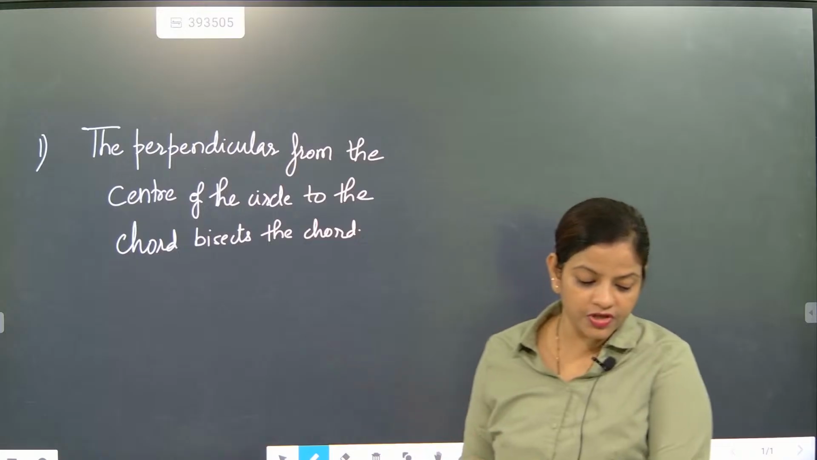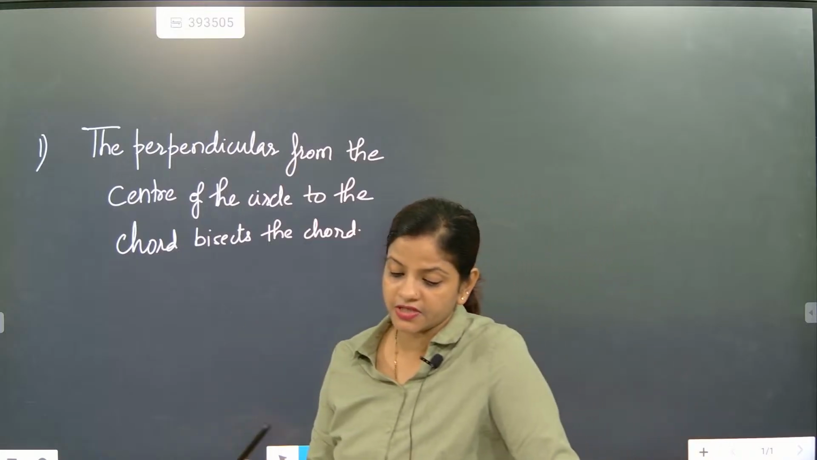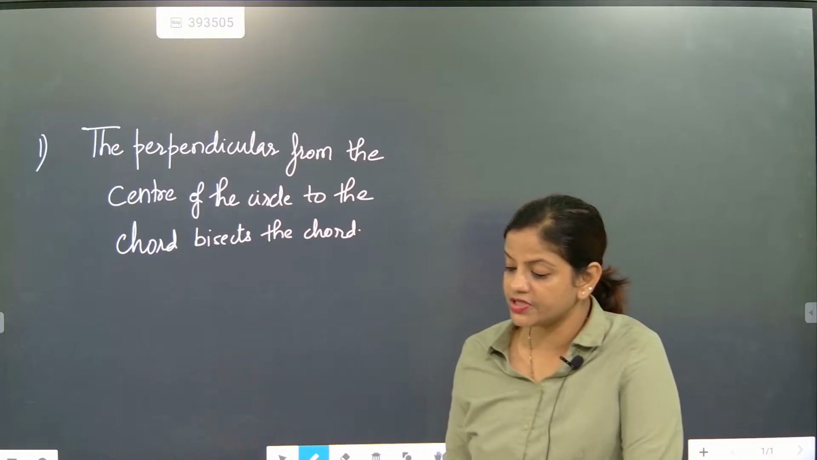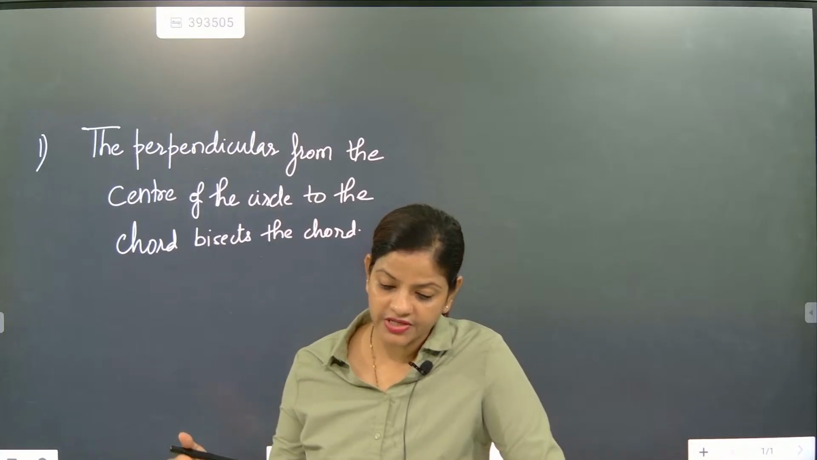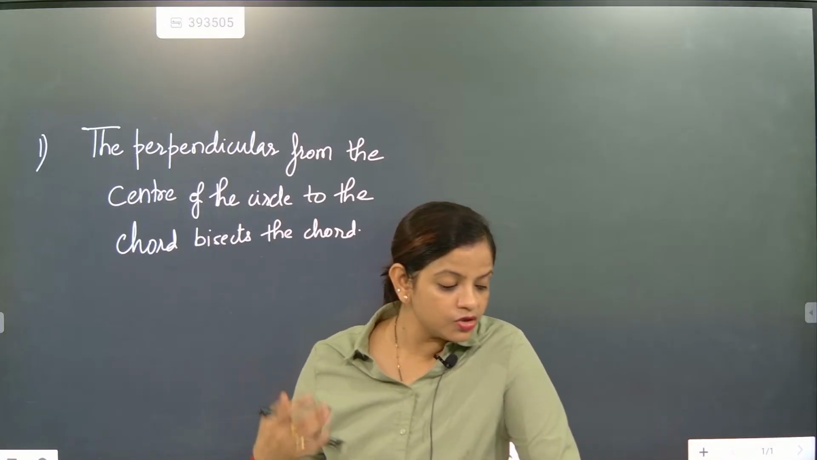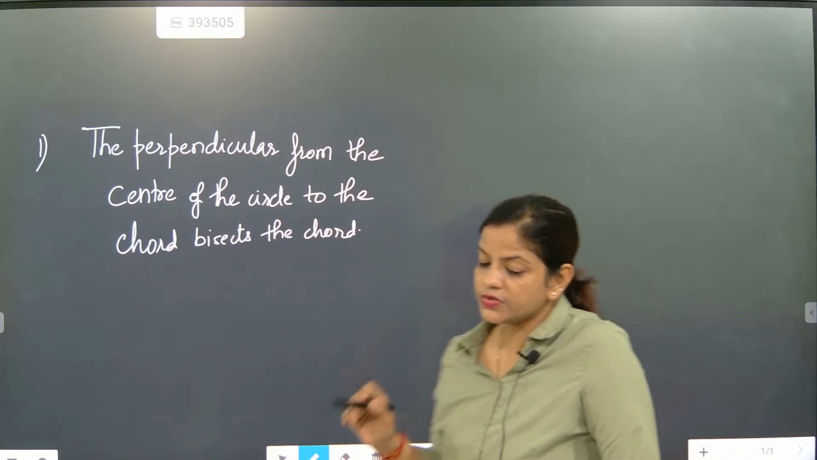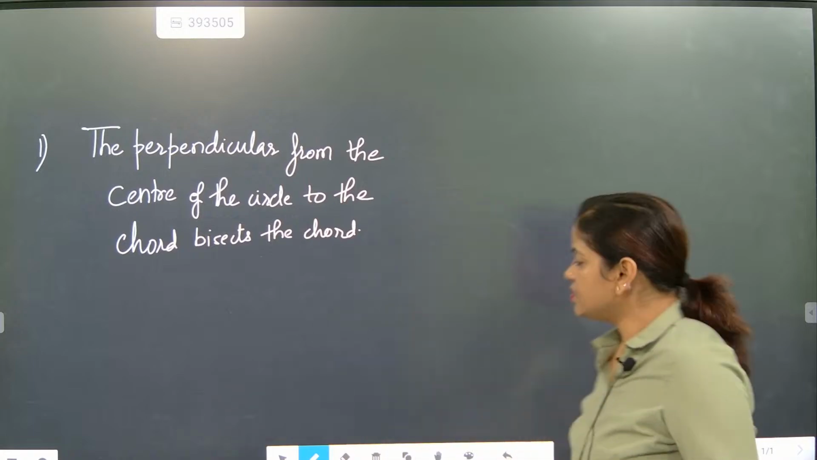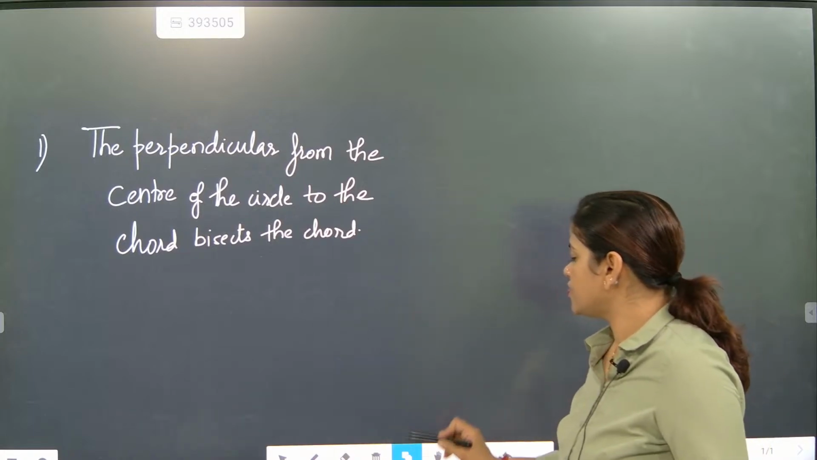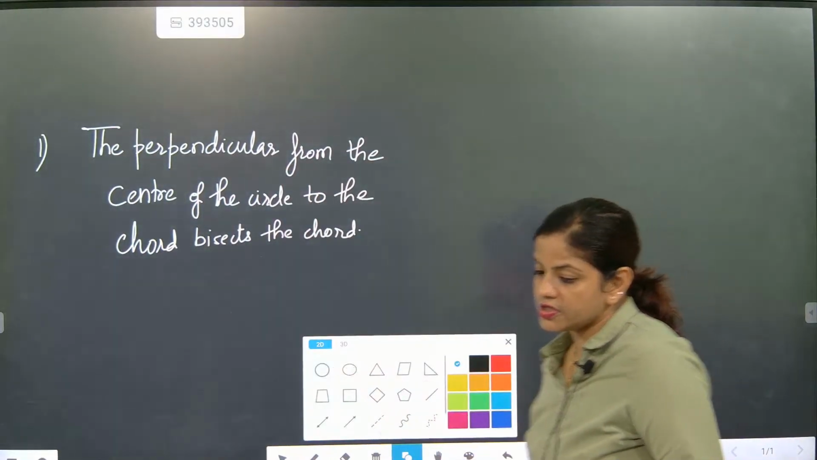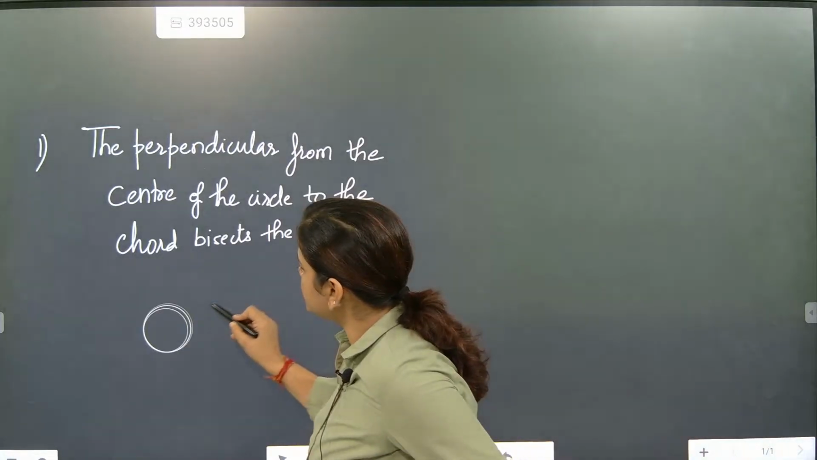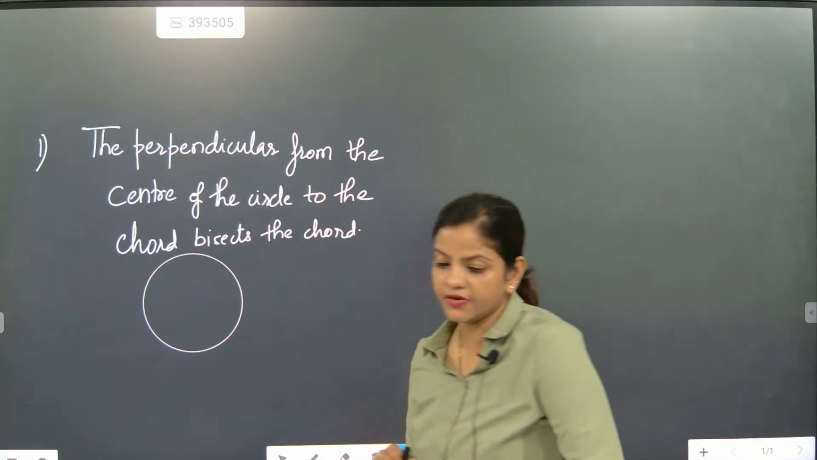So how do we prove this one? First you need to write the given section. For proving these types of questions, writing the given section is very, very important. So how are we going to write it? First we are going to draw the circle. So draw the circle first. This is the circle given to you.